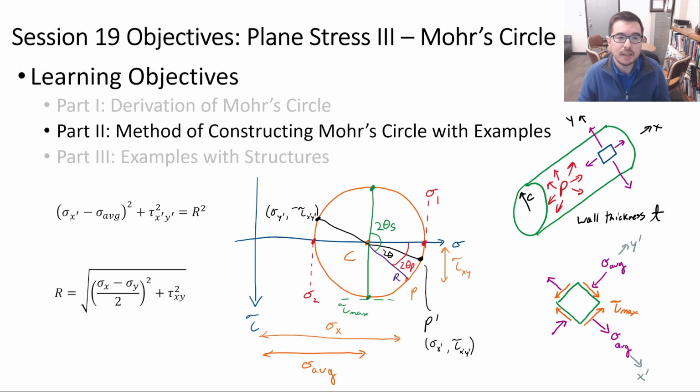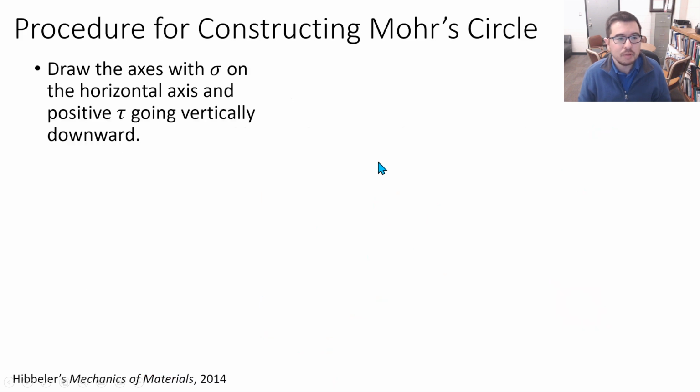Okay? And this procedure will hopefully be pretty straightforward, but there are a number of steps. So the first step for making a Mohr circle is to draw the axes. We discussed this briefly last time, but the axes are in the sigma direction, so this is our x, our horizontal axis, and in our tau direction, so going downward.